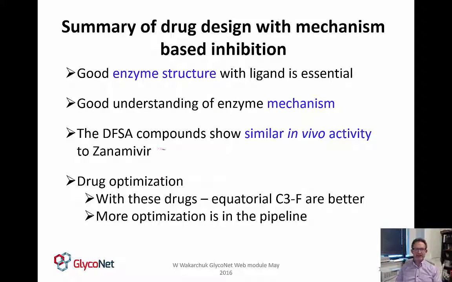I think the take-home message is that the difluorosialic acid compounds in this particular first study show very similar in vivo activity to zanamivir, and in fact in this paper there was an animal study which showed that the equatorial fluorinated compound with the 4-guanidino substituent works as well in inhibiting influenza in the mouse model as zanamivir.